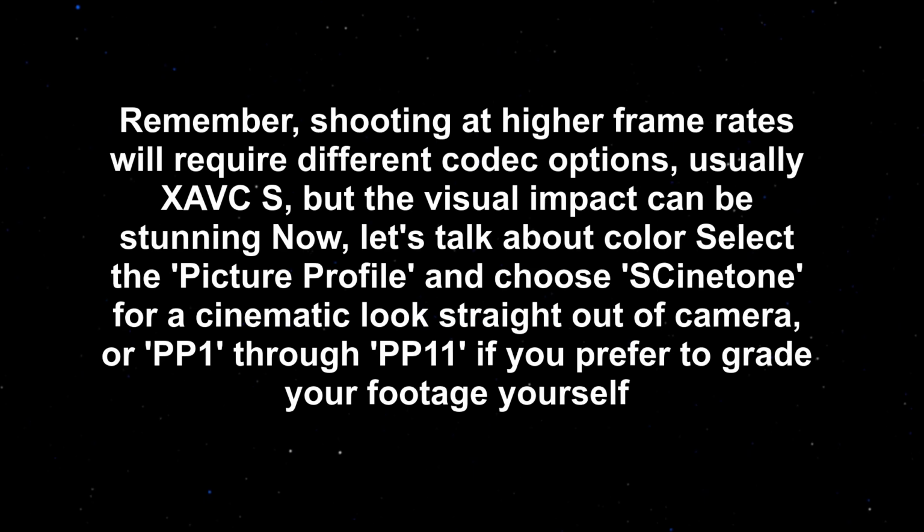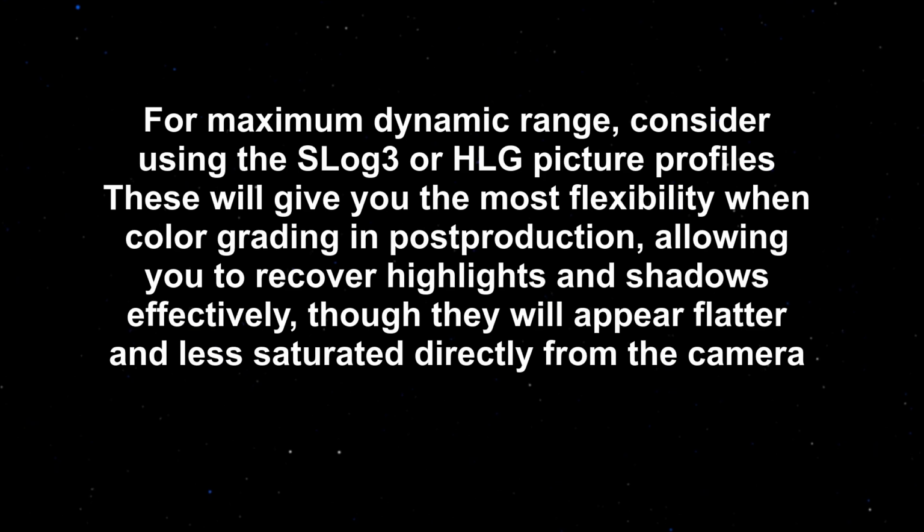Now, let's talk about color. Select the picture profile and choose Sign Tone for a cinematic look straight out of camera, or PP1 through PP11 if you prefer to grade your footage yourself. For maximum dynamic range, consider using the Slog 3 or HLG picture profiles. These will give you the most flexibility when color grading in post-production, allowing you to recover highlights and shadows effectively, though they will appear flatter and less saturated directly from the camera.